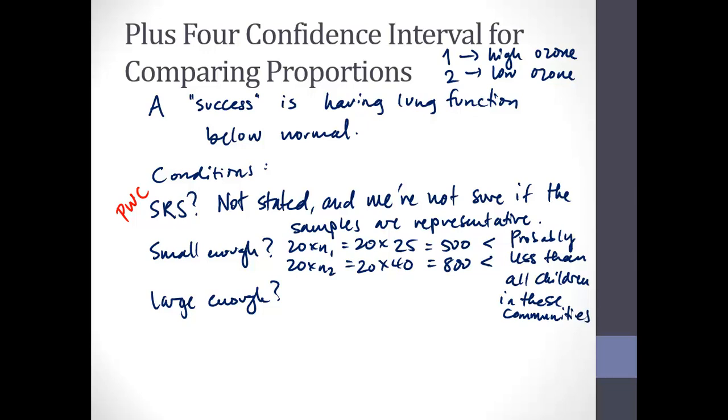So usually we just run through these conditions, say check, check, check. Here we're not sure. So we might say proceed with caution, but we're probably in good shape here. And for the large enough condition, I'll leave it to you to check that the conditions for the other confidence interval fail. And again, n1 is 25, which is bigger than 5. n2 is 40, which is bigger than 5. So we're good to go regardless.